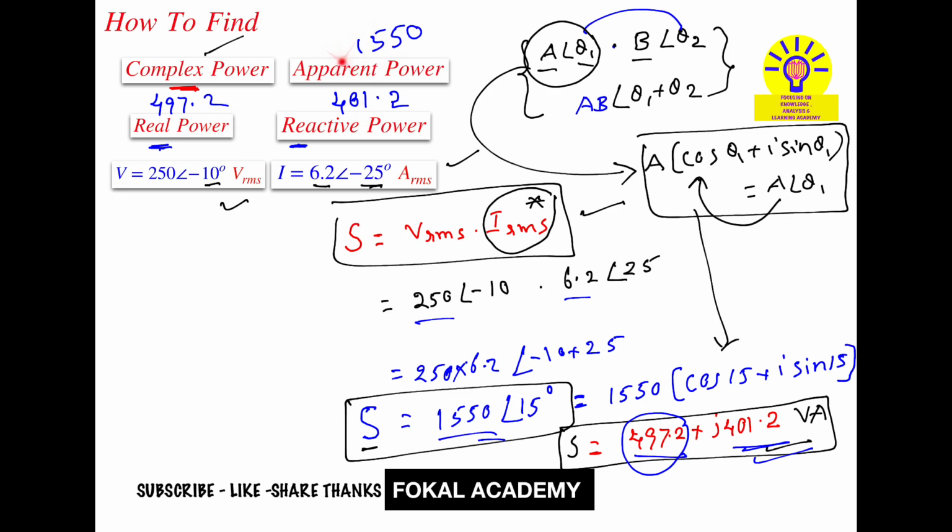Now what are the units for apparent power, real power and reactive power? The apparent power units and complex power units are the same, that is volt ampere. For real power the units are watts, and for reactive power the units are var. Complex power units are volt ampere. This is the process of simplification for getting complex power, apparent power, real power and reactive power whenever RMS voltage and RMS current are given.